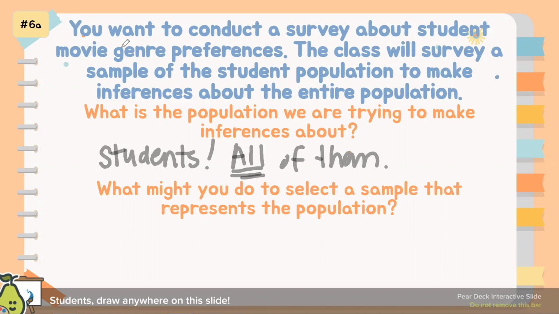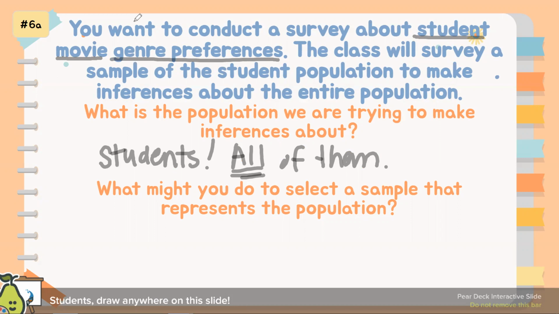Technically, this survey didn't give us any specifics. So students could be anywhere from a kindergarten student to elementary to middle school to high school to college to doctorate degree. It did not specify the type of student. It just says student movie genre preferences. So it's important to know the population that we're trying to make inferences about.